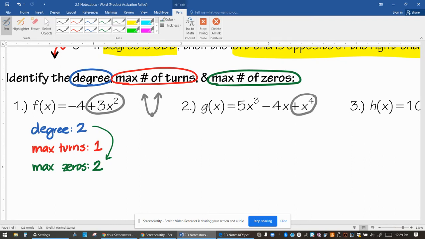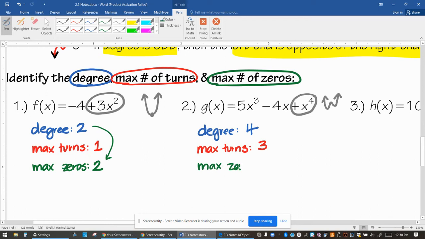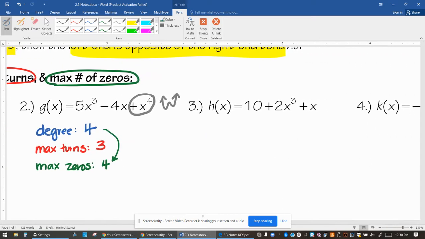Okay, the next one is a quartic. The leading coefficient is positive, which means the quartic opens up. That we reviewed on the chart that we started with at the beginning of the notes. The degree is the highest exponent. The max number of turns or times that this switches directions is 1 less than the degree. So 4 minus 1 is 3. And the max number of zeros is 4, because it's always the same as the degree. You cannot have more than 4 answers for a quartic.